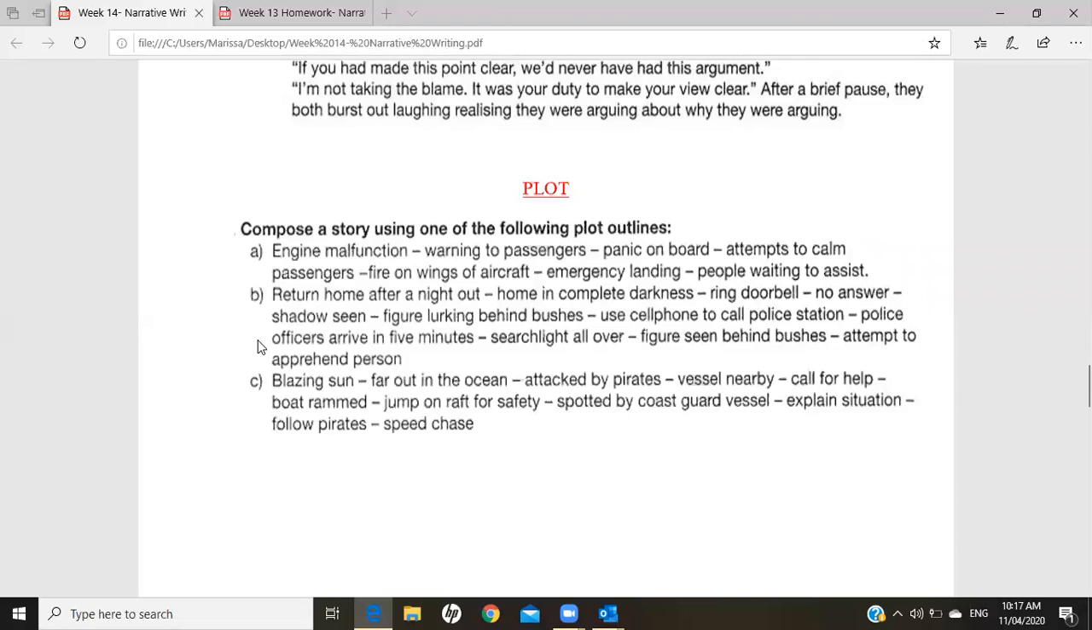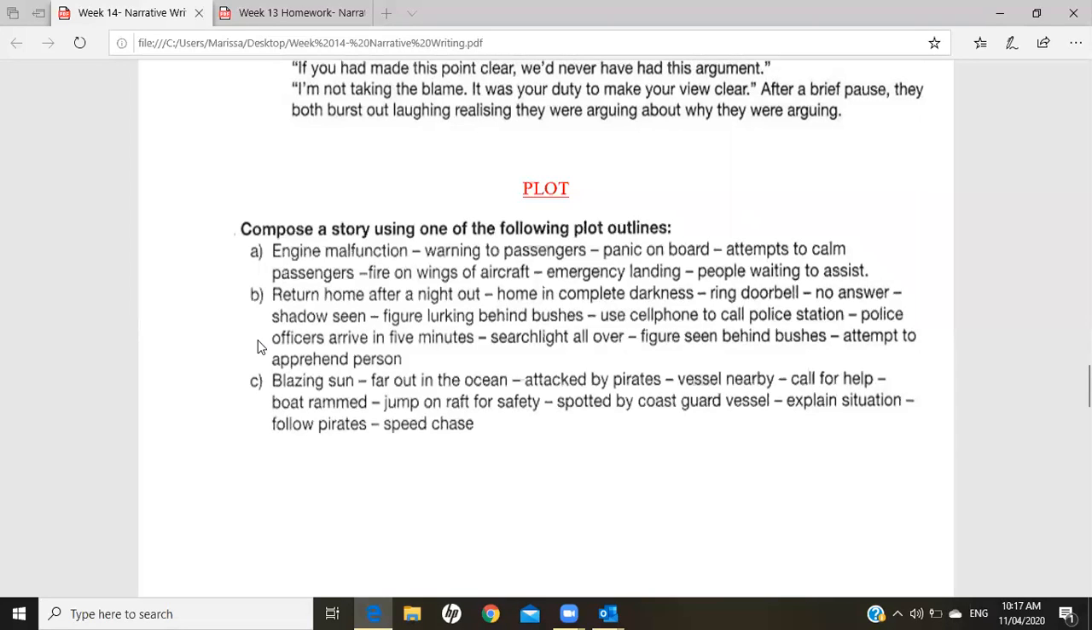If you really want to put a twist to your story, who could this person be? It could be a burglar. It could be the person that you're living with. So why were they hiding in the bushes to do what? Who knows? He was actually trying to scare the person.